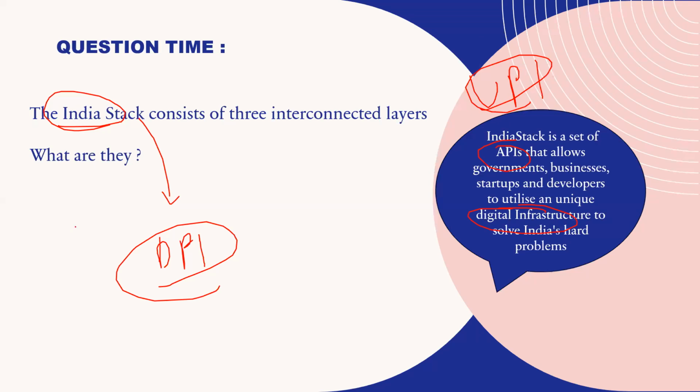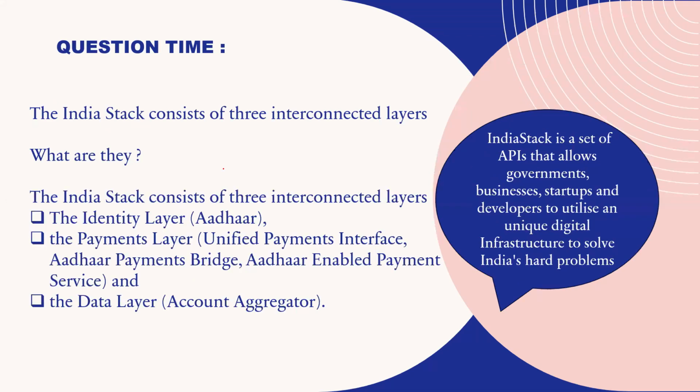But there are three interconnected layers of this India stack. What are those three layers? Basically, first is the identity layer, that is Aadhaar. Second is the payments layer, that is UPI. And third is the data layer, that is account aggregator. This I will anyway discuss in the economics class. So just remember there are three layers for our India stack: the data layer, the payments layer, and the identity layer.